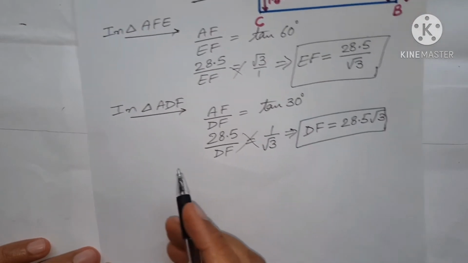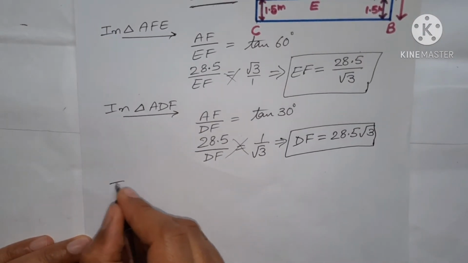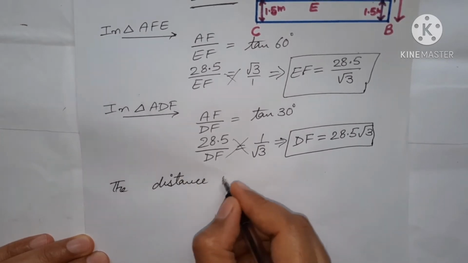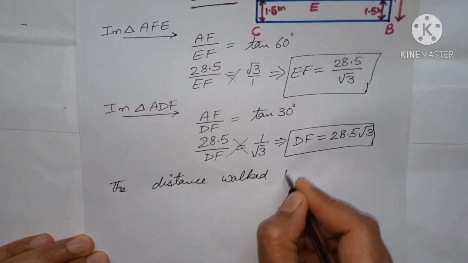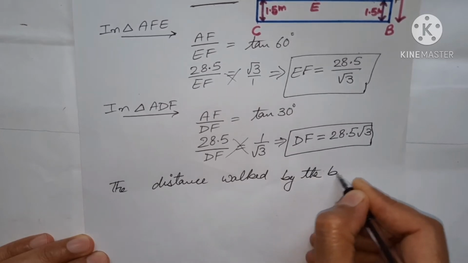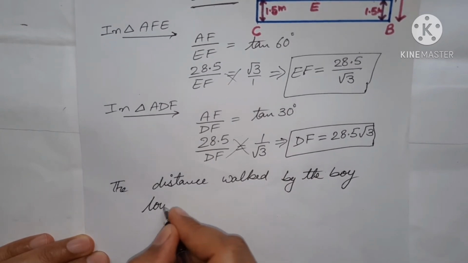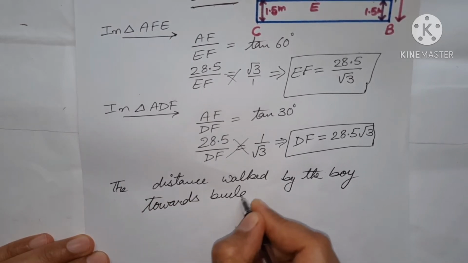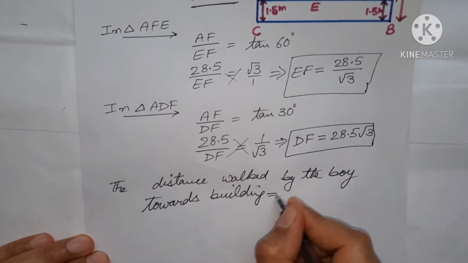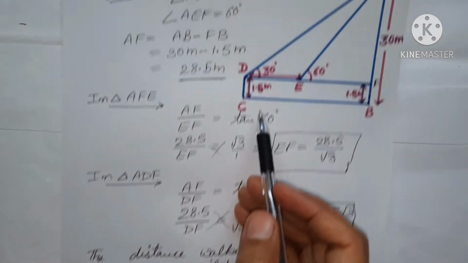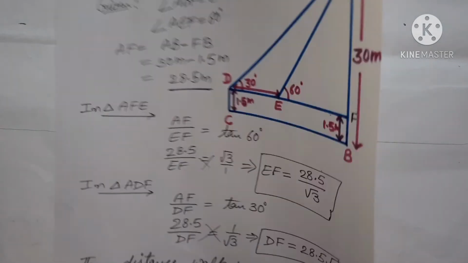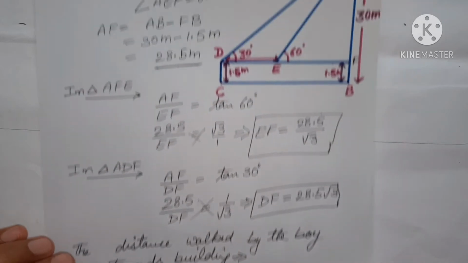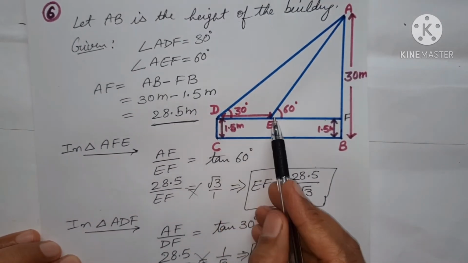So we will write in the next step the distance walked by the boy towards the building, and how we can find out that this distance is D to E. So we will write DE is equal to, so how we will find out this distance DE?